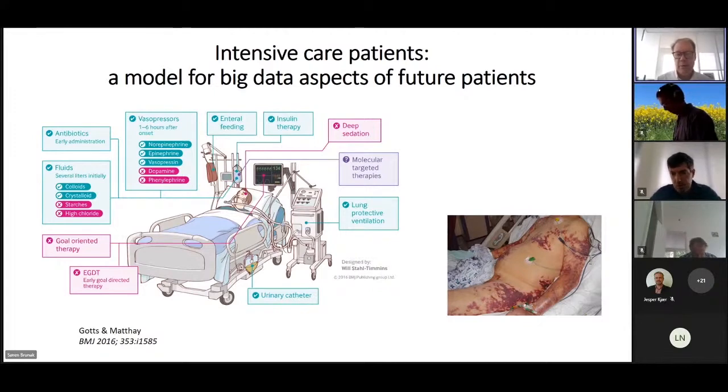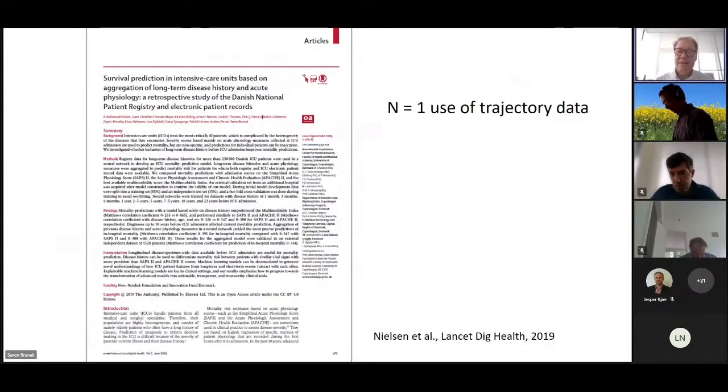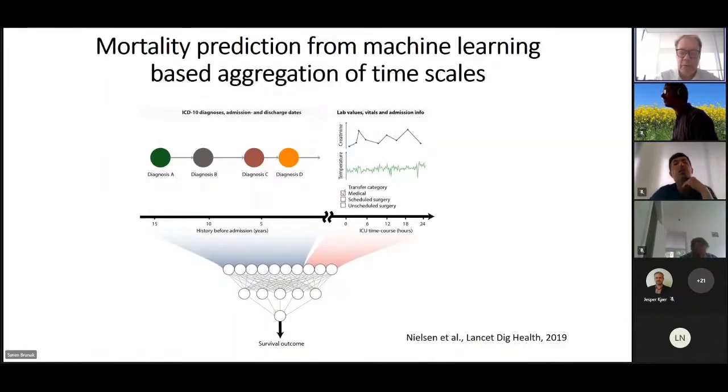Here we switched to intensive care data. That's really a big data area. In a paper that we published a few years ago, we tried to use the disease trajectory of a single patient for a mortality prediction of that particular patient. We are not so good in Denmark at using our registries in the treatment and bedside situation. I think we could do much more of that. But the idea is quite simple. Here we want to predict survival, 30-day survival, for example.